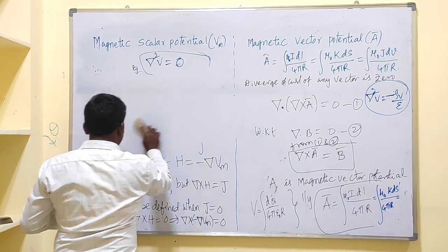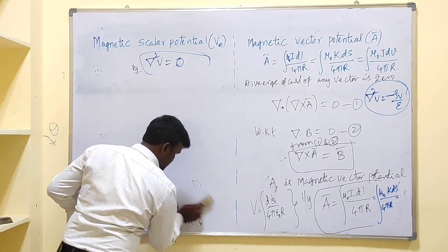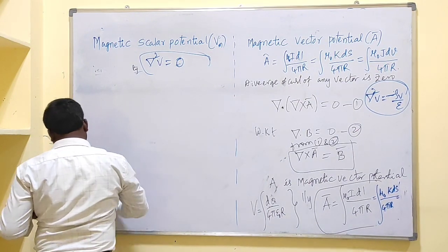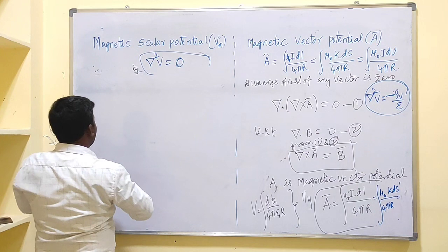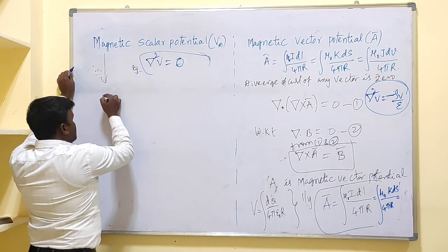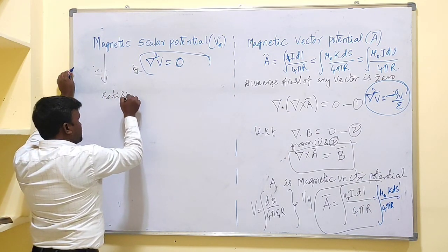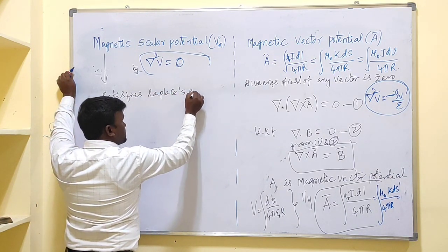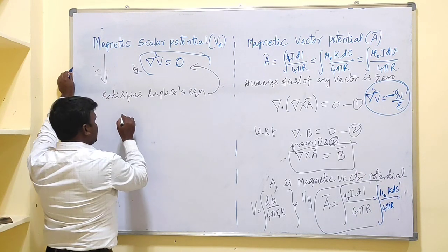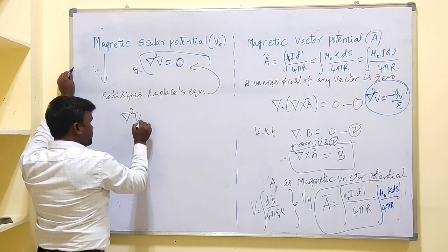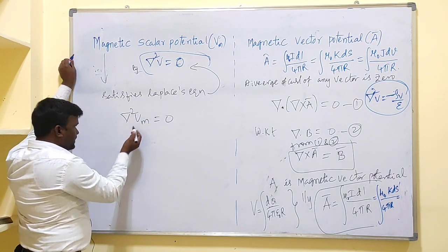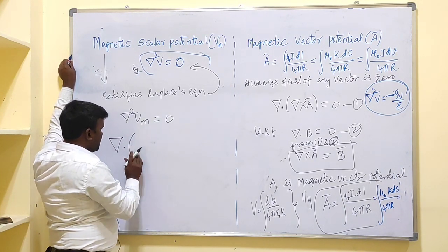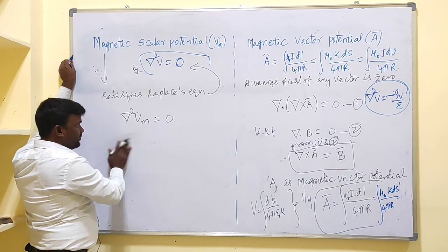Poisson's and Laplace equations for the magnetic potentials. Magnetic scalar potential satisfies the Laplace equation. Laplace equation means del square Vm equal to 0. How can we write del square Vm? Basically we can write del dot del Vm. Let us prove that del square Vm equal to 0.